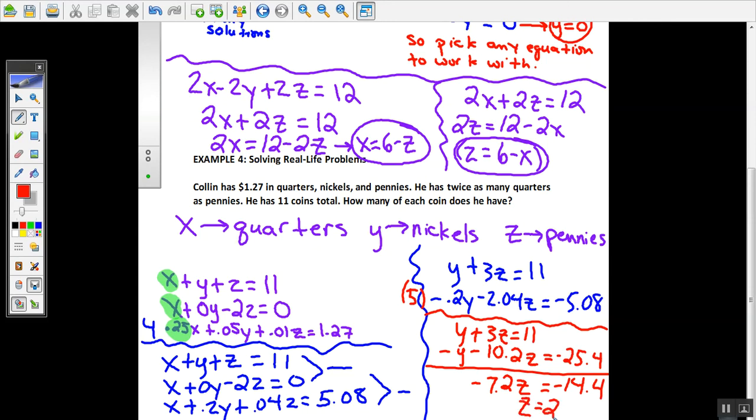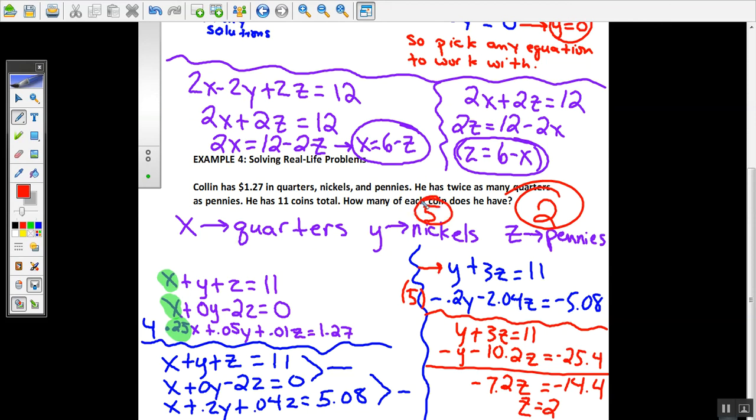Okay, so z represented the number of what, kids? What does z represent? How many pennies do we have? 2 of them. Okay, let's go back up here. Let's take 2 and plug it in right here. So what's 3 times 2, kids? We're plugging 2 in for z. What's 3 times 2 here? 6. So y plus 6 equals 11. What's that make the y value? 5. Ooh, 5. How many nickels do you have?